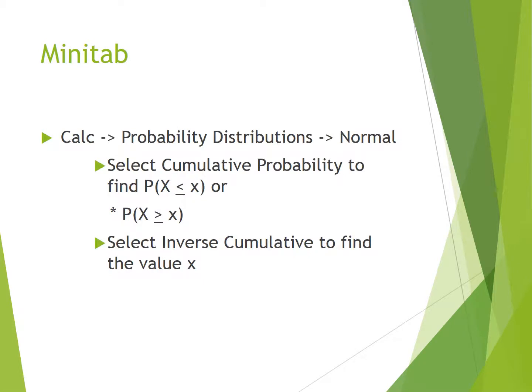Probability distributions. Remember, we see binomial there, we see Poisson there, but we also see normal. We're going to select the cumulative probability if we're trying to find the probability that x is less than or greater than some value. And then in a little while, we're going to get to examples using the inverse cumulative, and that's going to be when we're given the area shaded or we're given the probability, and we want to find what value of x is there.